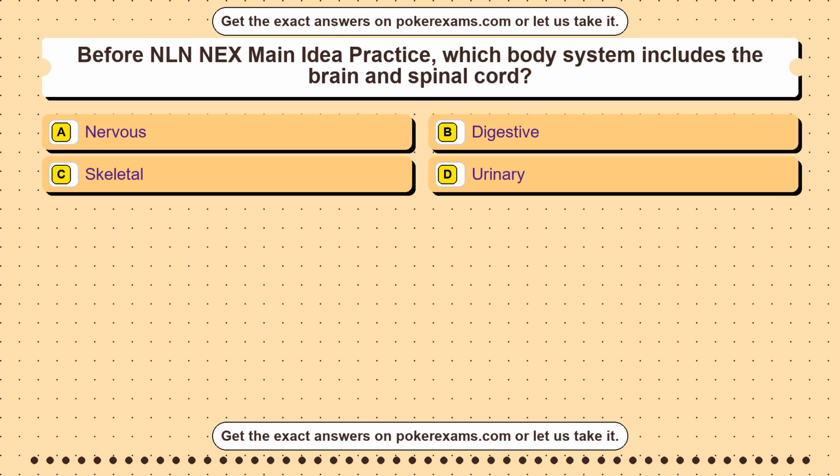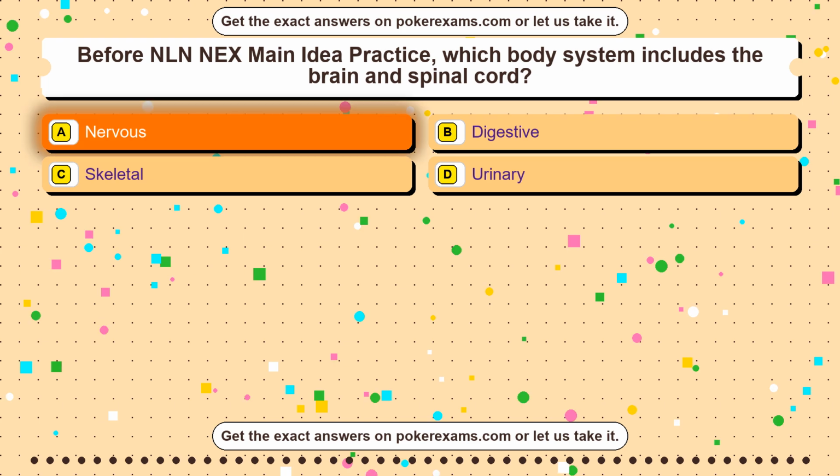Question 45. Before NLN NEX main idea practice, which body system includes the brain and spinal cord? Option A, nervous. Option B, digestive. Option C, skeletal. Option D, urinary. The correct answer is option A.